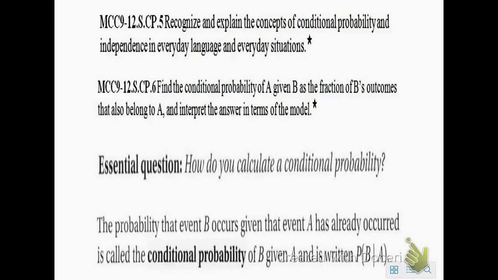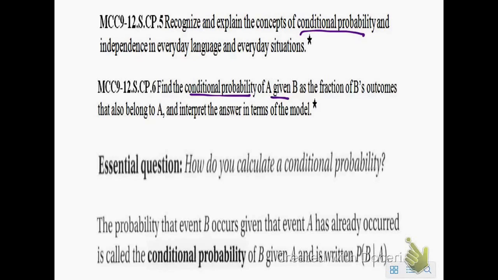Okay, today we're going to begin working with conditional probability. We have two standards we're going to address. Explain and recognize the concepts of conditional probability and independence in everyday language and everyday situations. And find the conditional probability of A given B as a fraction of B's outcomes that also belong to A. Interpret the answers in terms of models.